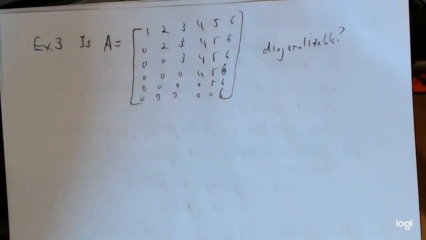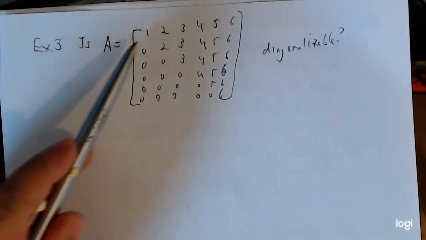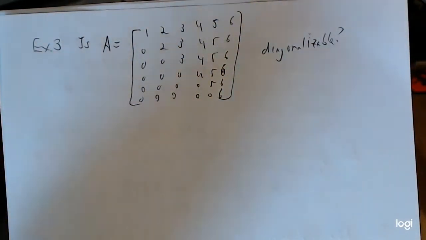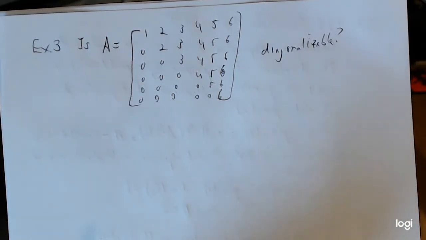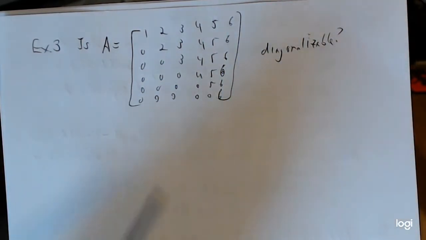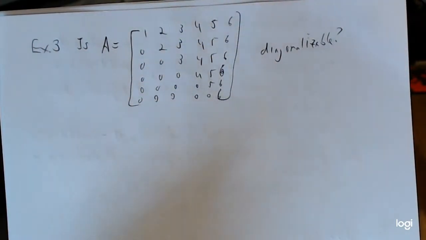Well, we just had a theorem that said, look, this is a 6 by 6 matrix. So if I have 6 distinct eigenvalues, then I know that I'll have 6 eigenvectors, which will make this diagonalizable. But we don't need to go out looking for the eigenvectors. We're just saying yes or no. And what is it that we notice?